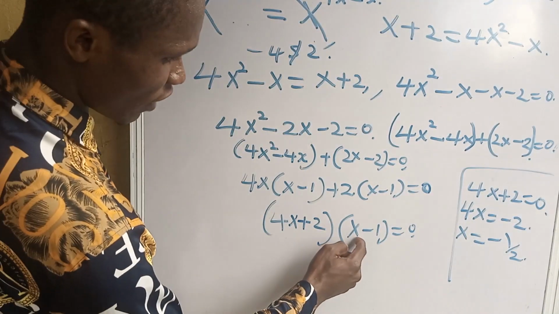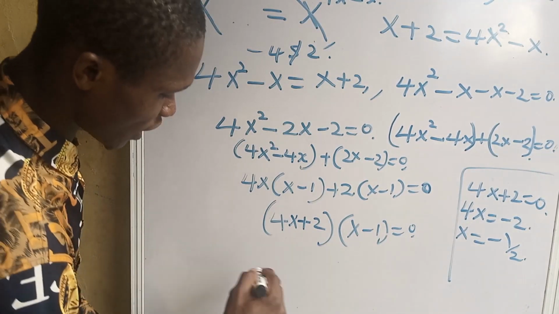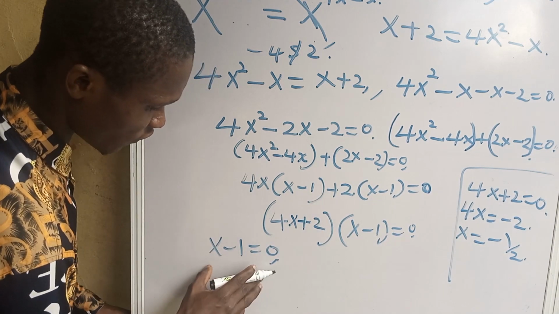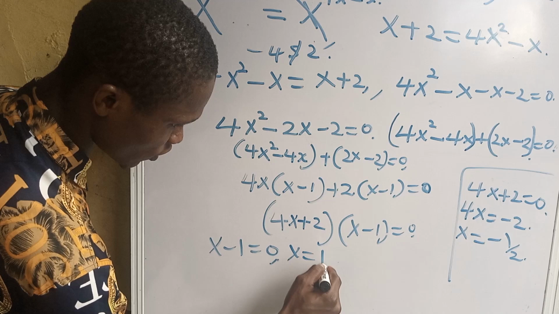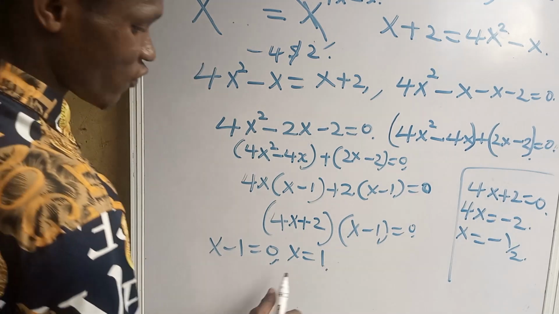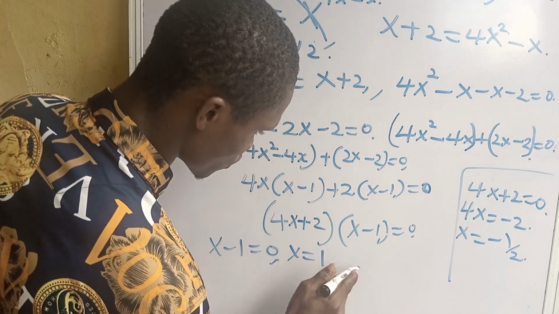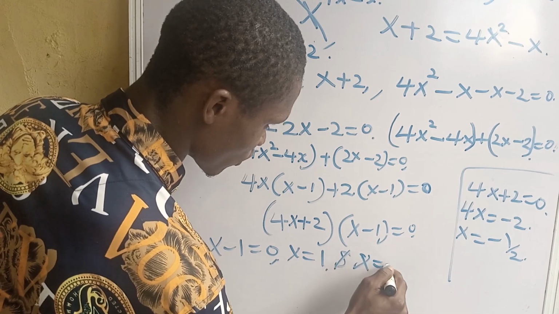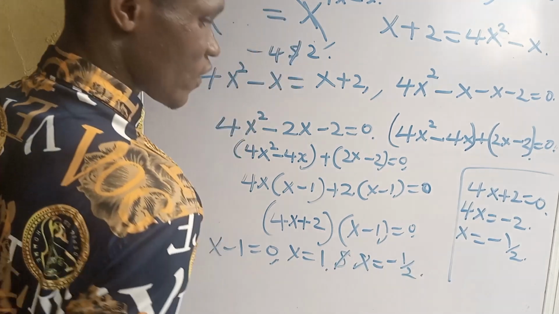And recall, we also have x minus 1 equal to 0. So if you look for the value of x here, our x is also equal to 1. So our possible values for x are x equals 1 and x equals minus 1 over 2.